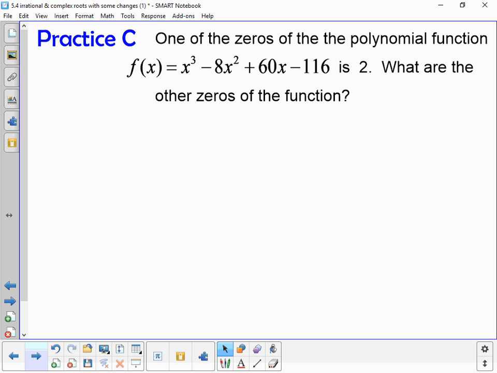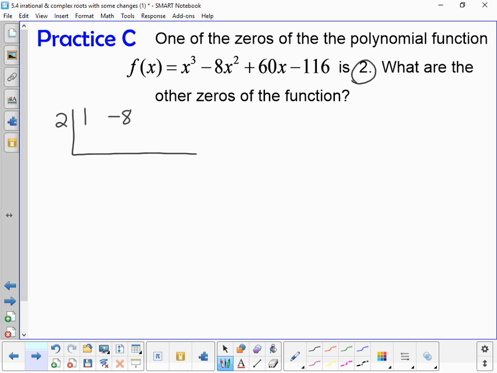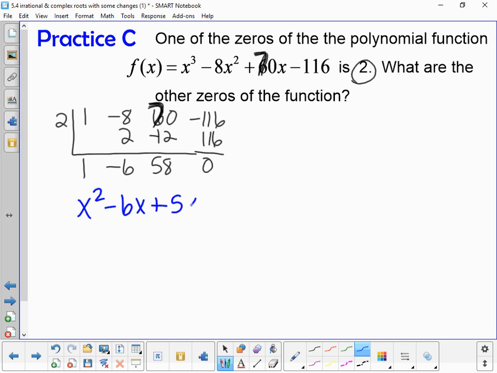Okay, another one to try. So this time it gives me the 0, 2. So I'll divide synthetically here. Drop it down, multiply it, add it up, multiply it. Oh, you know, I just remembered that this has a typo. It needs to be a 70. I thought I fixed that, but apparently I didn't. So 58, multiply that, 116, add that up to be 0. Sorry about the typo. So we end up with x squared minus 6x plus 58.